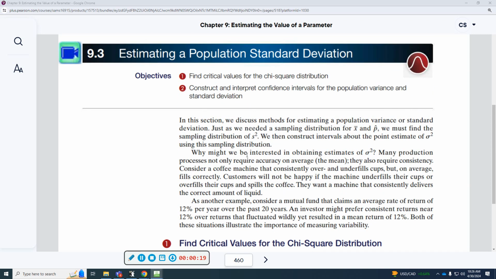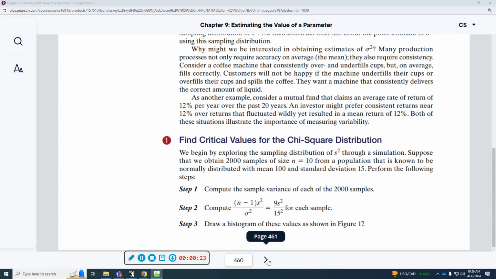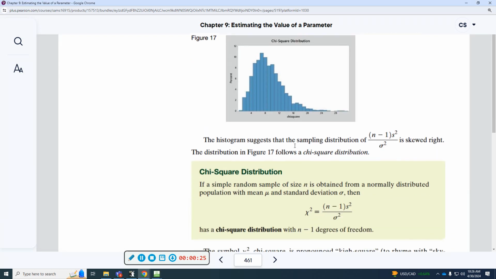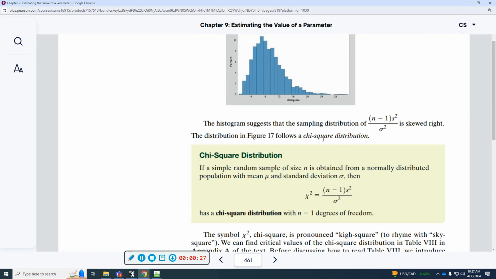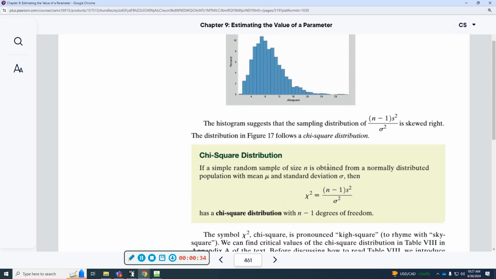It talks about the pronunciation over here, chi. All right, so here's the distribution. Most of the time we're going to be just focused on computing this in StatCrunch, but you got a sample size of n, normally distributed, mean and standard deviation are given.